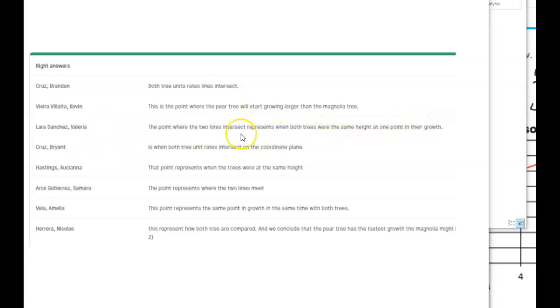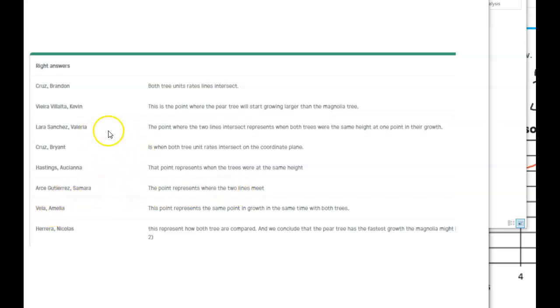Really enjoyed that sentence there. Mr. Cruz, is when both tree unit rates intersect on the coordinate plane. Okay, not quite as fancy as Miss Laura's, but I get the idea here. Miss Hastings, that point represents when the trees are the same height. Love it. Right to the point and clear. Samara, the point represents where the two lines meet. Okay, intersect, meet. All right.